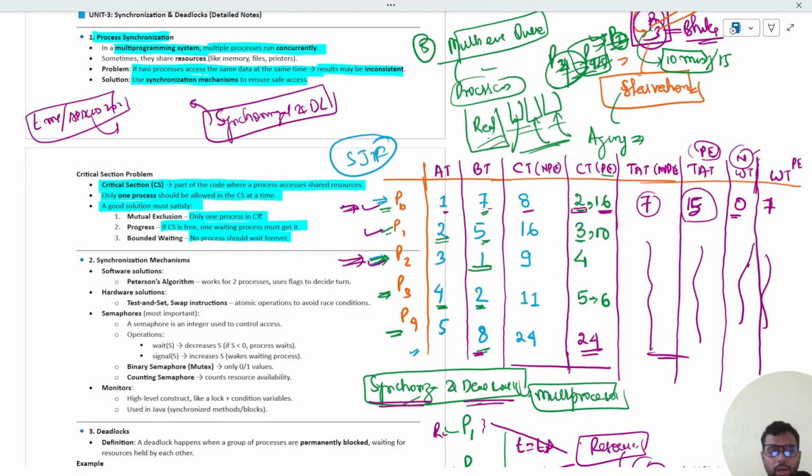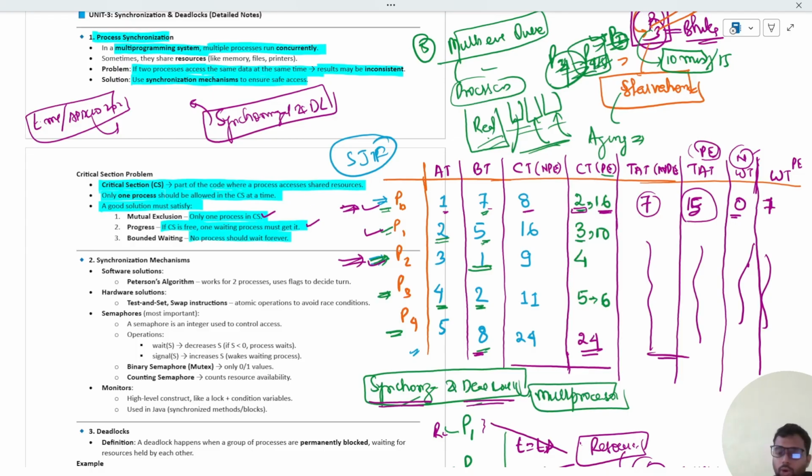So I've already explained what a critical section is, and you should ensure that only one process is in the critical section at a time. And also, if the critical section is vacant, meaning the part of the code that requires access to the shared resource, a waiting process should be allowed access to the critical section if the critical section is free.